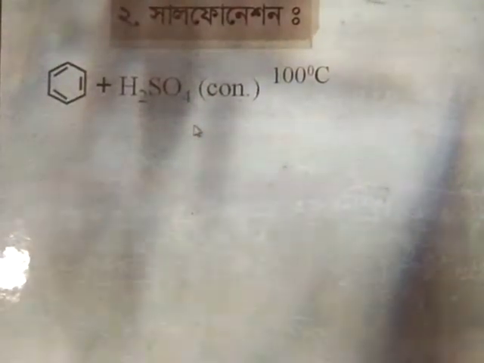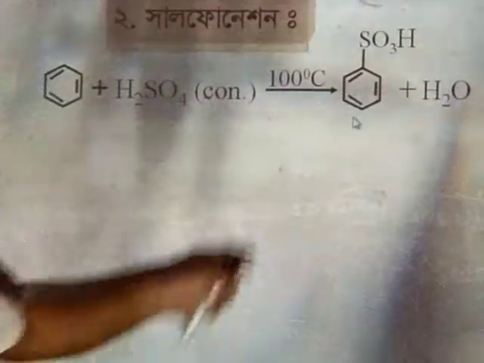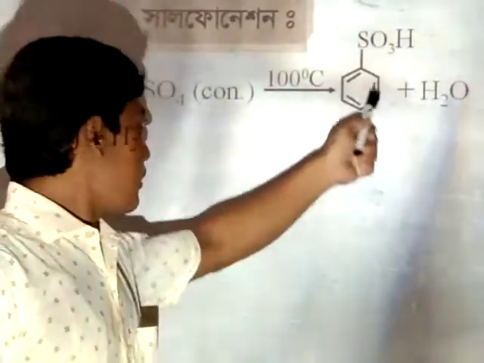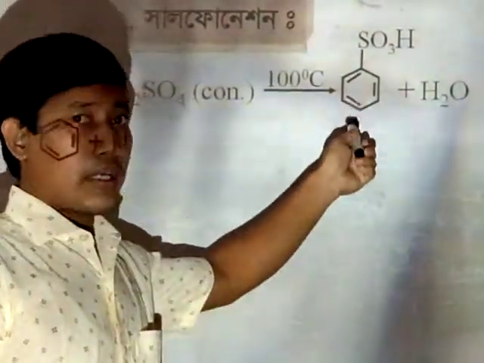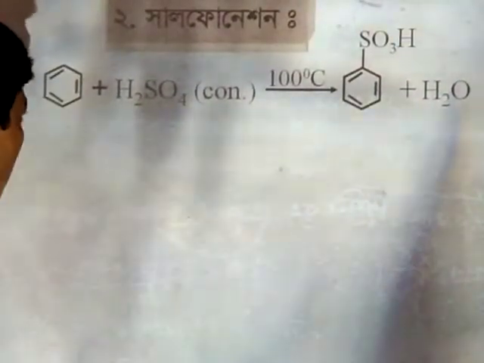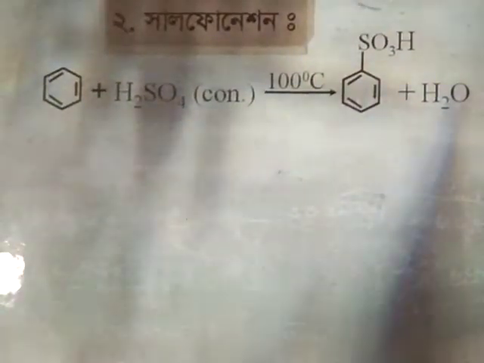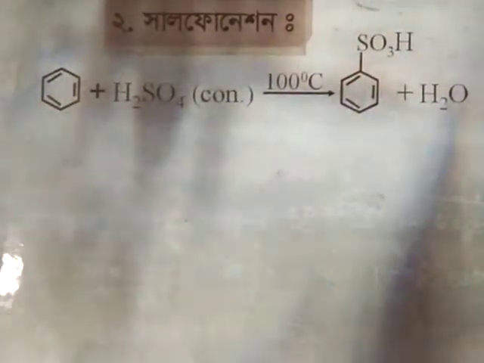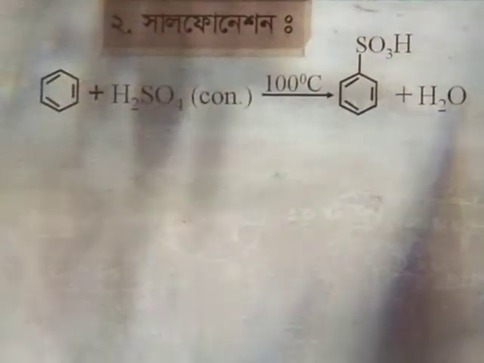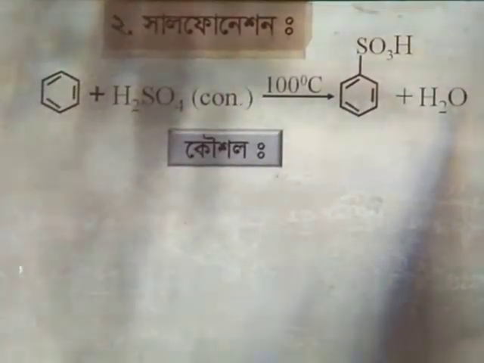In this reaction, benzene will react with concentrated sulfuric acid at 100 degrees Celsius to produce benzene sulfonic acid. The benzene sulfonic acid is the product of this reaction. So dear student, we have to know the mechanism of this reaction. So see the mechanism of this reaction.